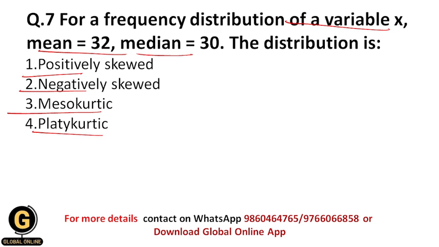So students, let us first find the value of mode. As we saw earlier in the previous video on measures of central tendency, the relationship between mean, mode and median is that mode is equal to 3 times median minus 2 times mean. Here they have given you the values of median and mean. Substitute these values, and you will get the value of mode, which is equivalent to 26.